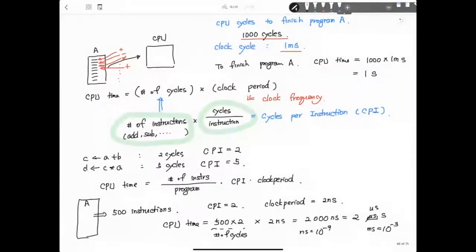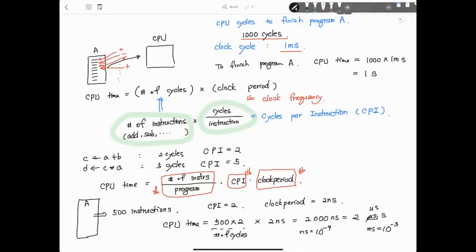So to improve the performance, what we have to do is that first, we have to reduce the number of instructions, or we have to reduce CPI, or we have to reduce the clock period.